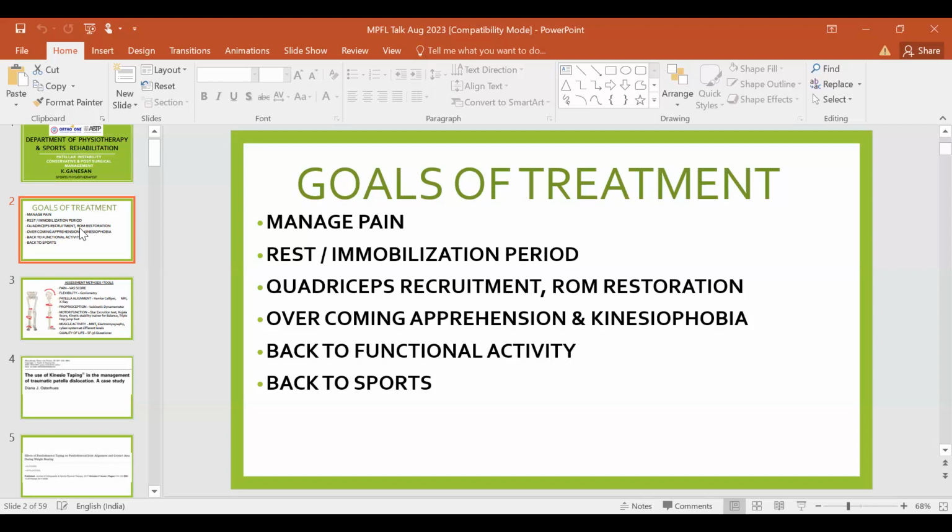And regarding the rehab, I think everything is covered. Any doubts from fellows regarding the rehab part of it? Please go ahead.